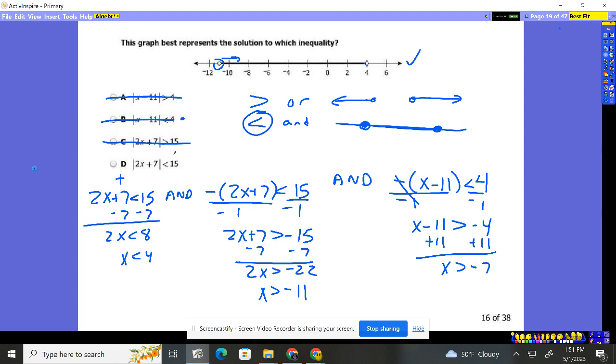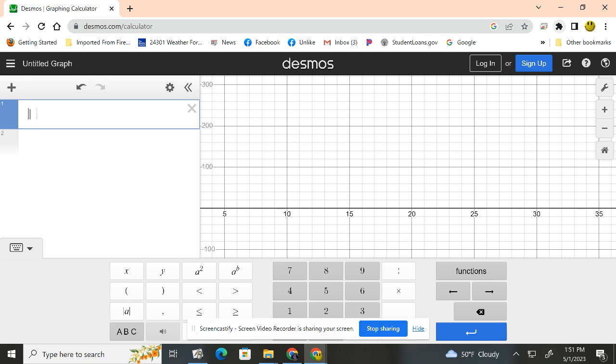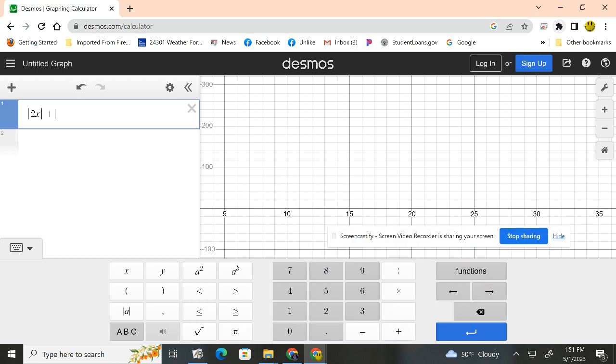But I want to show you something. What if we go to Desmos and type that in? What would it look like? So if we go to Desmos, 2x plus 7. So I'm going to pull this up, absolute value, 2x plus 7. Close it. Now we have a little error there, so I need to back ourselves up. Start over. 2x plus 7, then hit my absolute value.